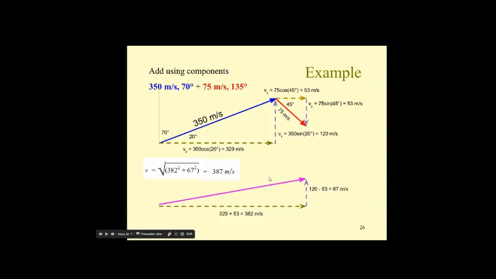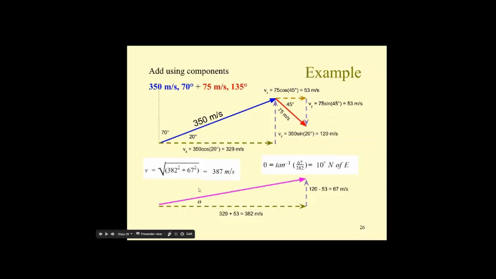I then have to find the angle because we're finding the resultant. So put theta on the inside of my right triangle, and now I'm going to use the inverse tangent function, 67 over 382. Calculate that in degrees, and that comes out to about 10 degrees, and that's north of east. So the resultant of those two vectors is 387 meters per second at 10 degrees north of east.